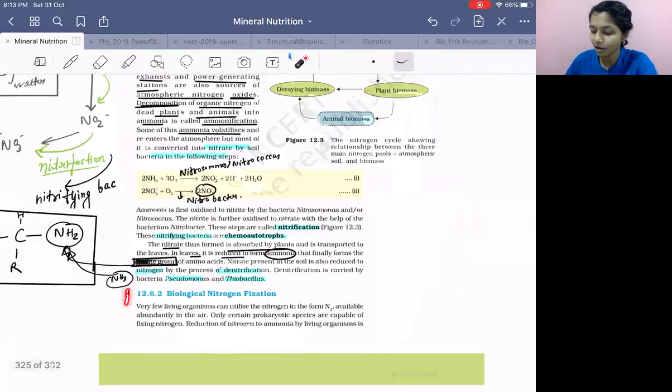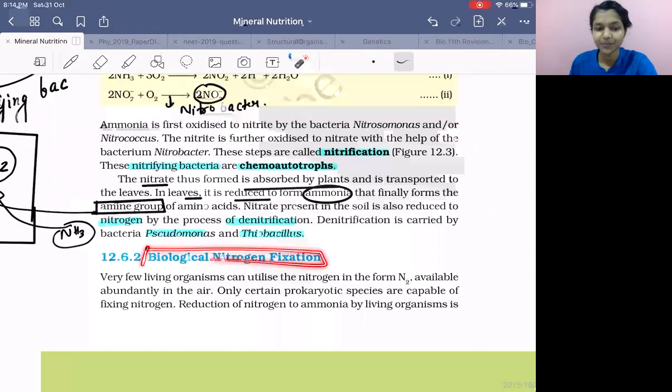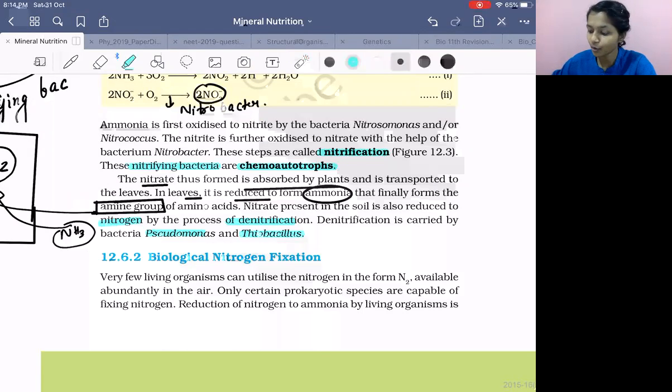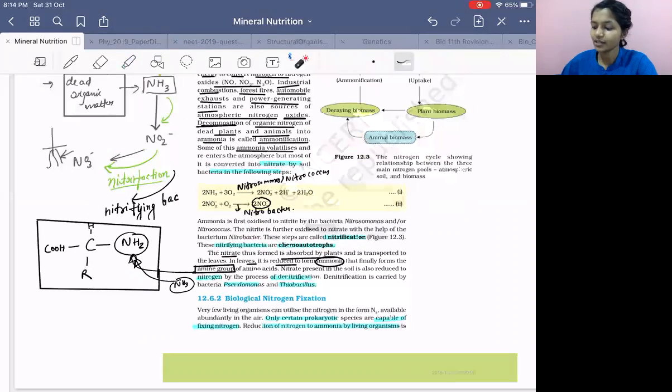Now the next is biological nitrogen fixation. Do we have any living organism which is able to fix N2 directly? We have some prokaryotes. Only some prokaryote species are capable of fixing nitrogen. They can reduce nitrogen to ammonia.